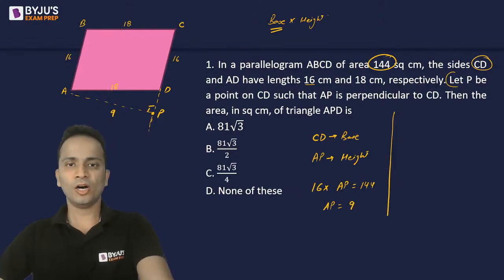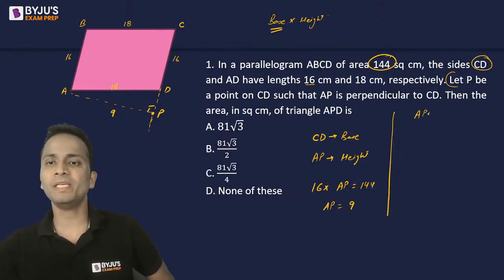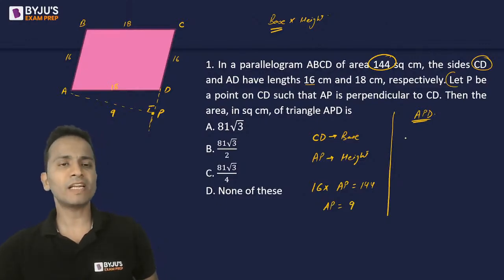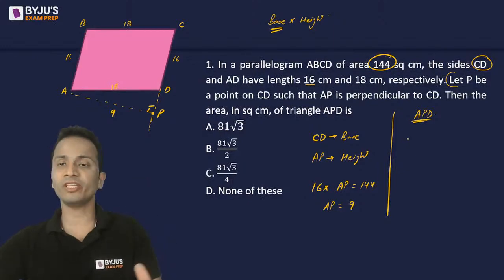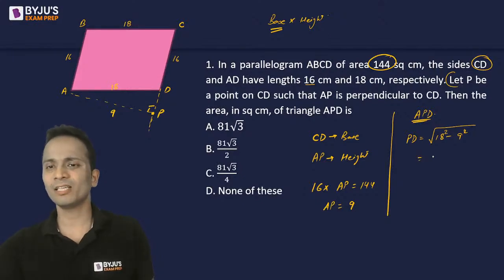Okay, now continuing, the value of AP is known, AD is already known. So look at the triangle APD, whose area we have to calculate. Now AD is given as 18 and AP is 9. Two sides are given and this is a right angled triangle. So the length of PD will be equal to under root of 18 square minus 9 square. We can easily calculate this. So this will come out to be 9 under root 3.